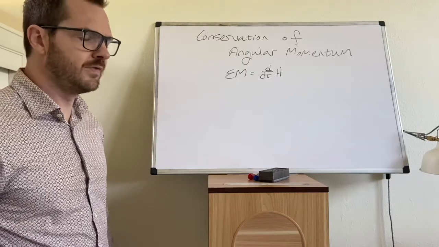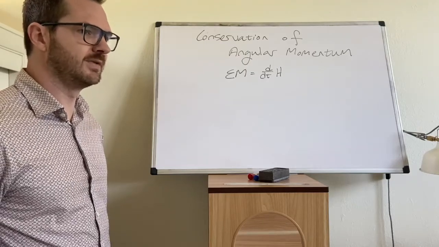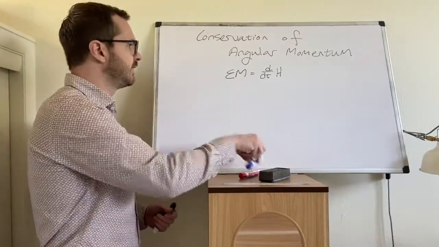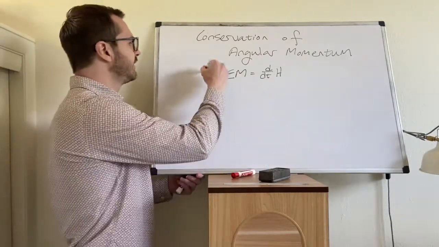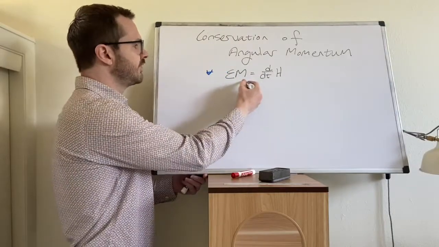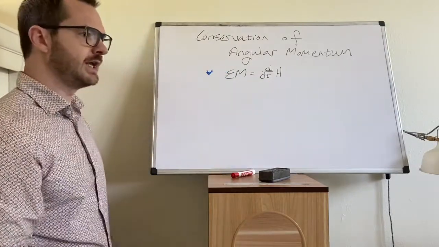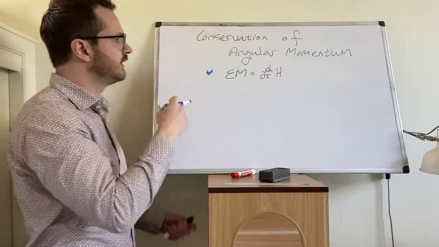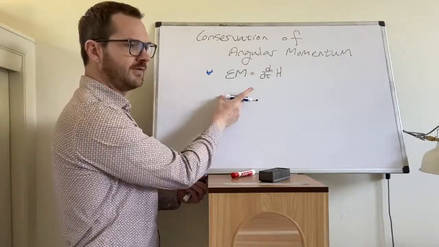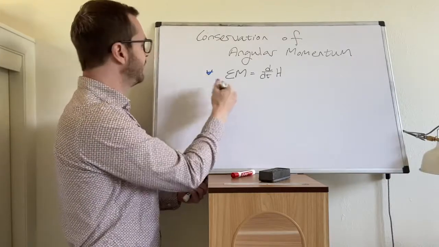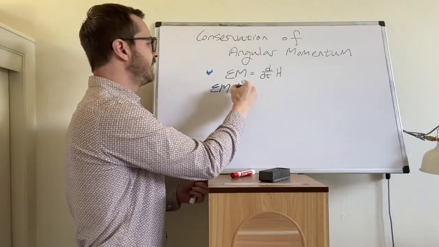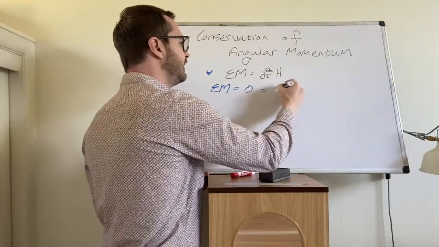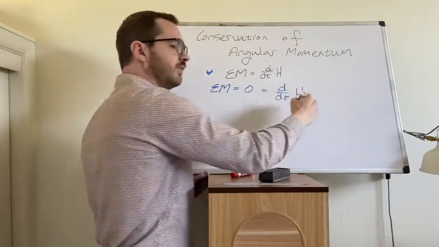Hey everyone, we've talked about conservation of linear momentum. Today let's talk about conservation of angular momentum. Now this goes back to Euler's second law. We know that the sum of moments is equal to the change in angular momentum. What we're saying now with conservation is what happens if the left-hand side is equal to zero. That is, if the sum of moments is equal to zero, therefore d/dt of H has to equal zero.